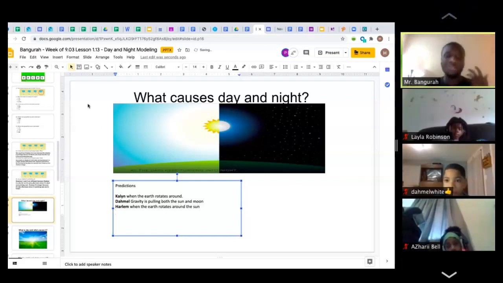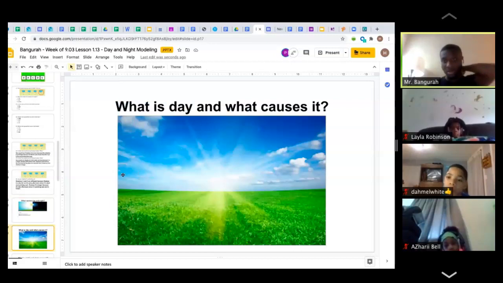So we got some good predictions here. So we're going to see which one is the closest, all right? And then we're going to have somebody explain it a little bit, all right? But I want to make sure that we know this going forward. I want us to pay attention when we watch the video to see if the moon causes night.